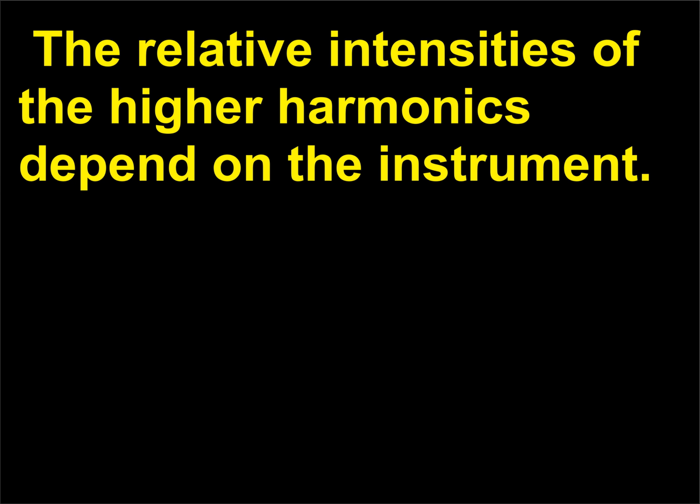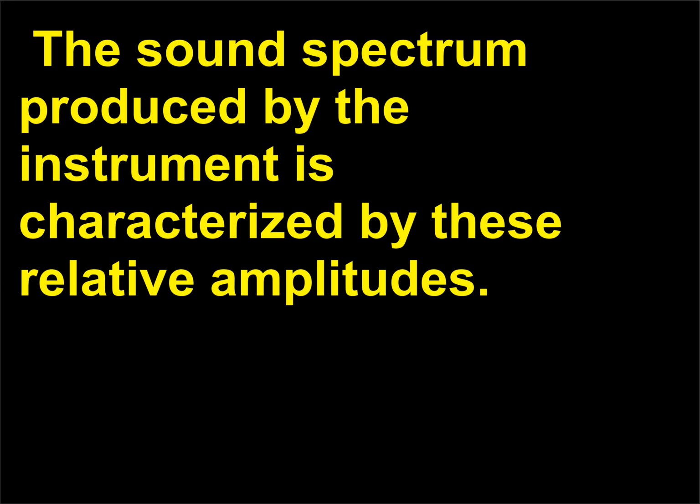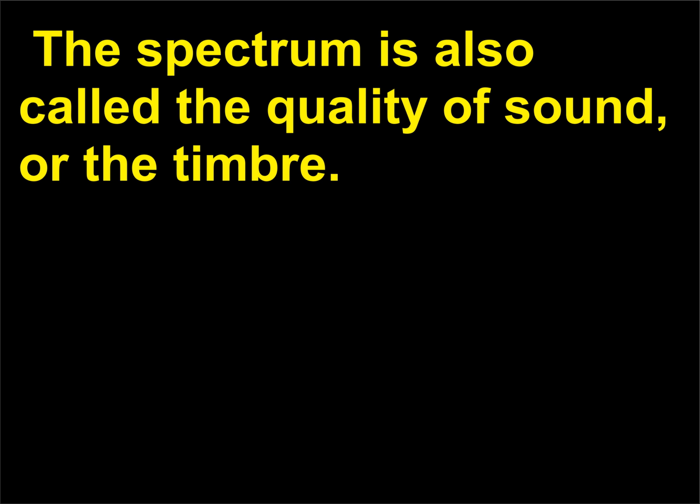The relative intensities of the higher harmonics depend on the instrument. The sound spectrum produced by the instrument is characterized by these relative amplitudes. The spectrum is also called the quality of sound, or the timbre. The sound quality also depends on how the sound starts and stops.